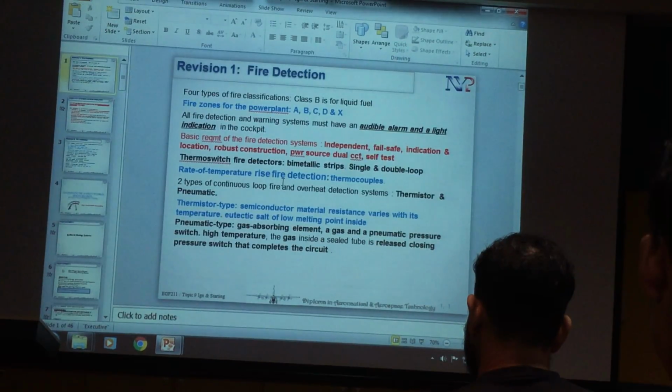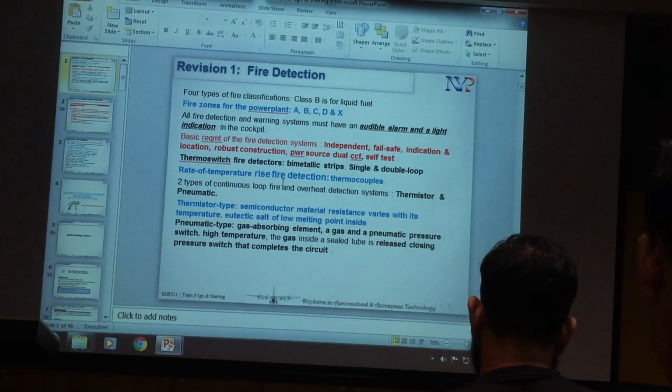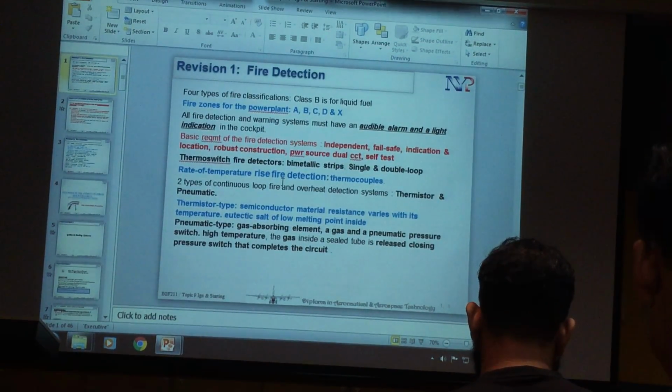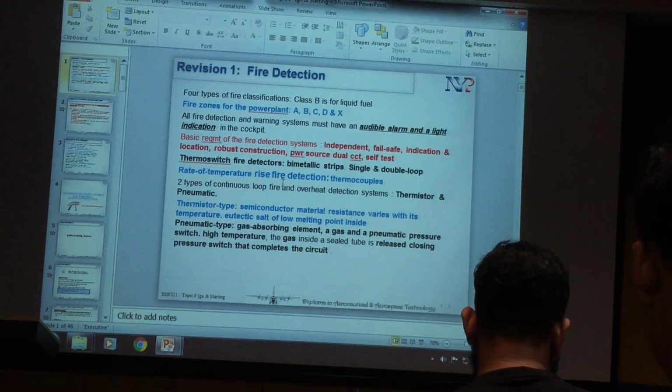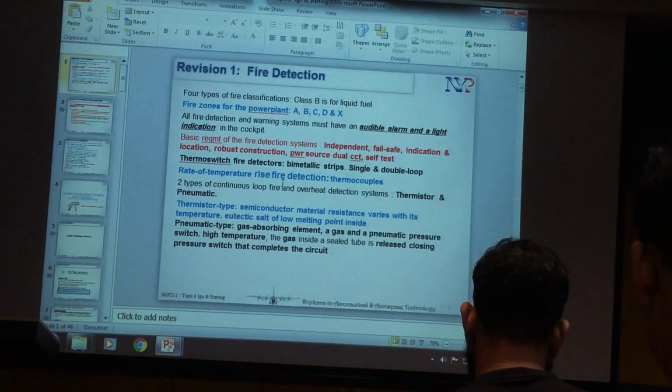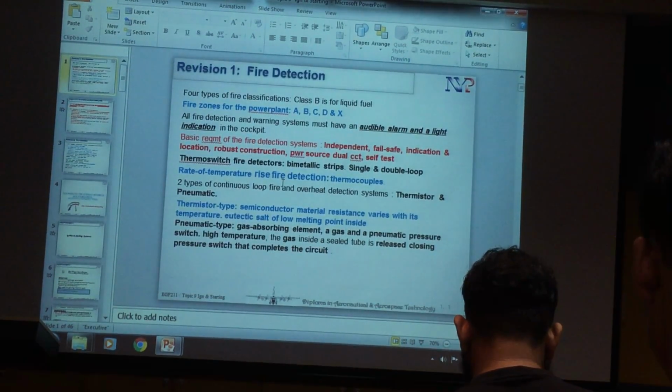Engine fire detection using what kind of system? Thermistor and what? Pneumatic type. The thermistor is called the KIDI system. The pneumatic system is called?